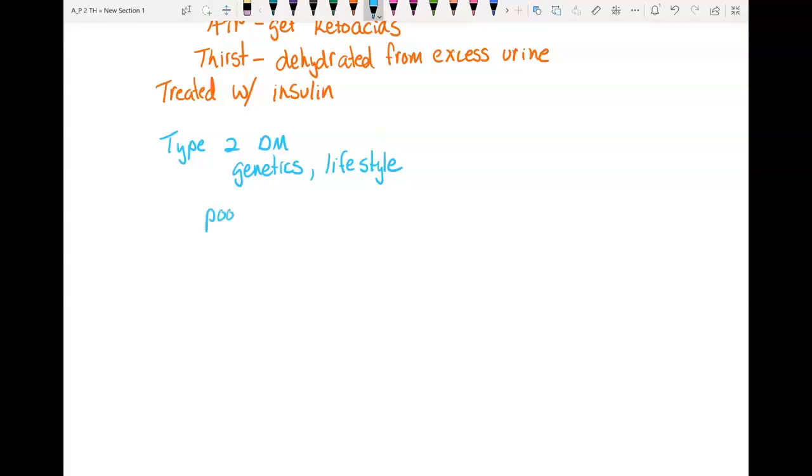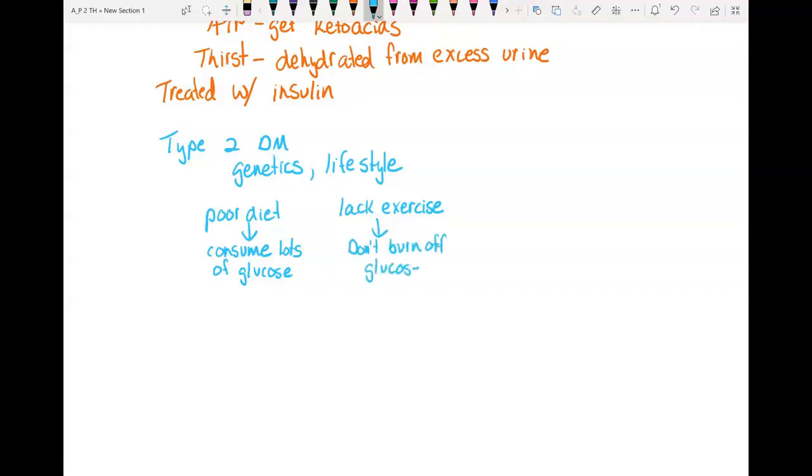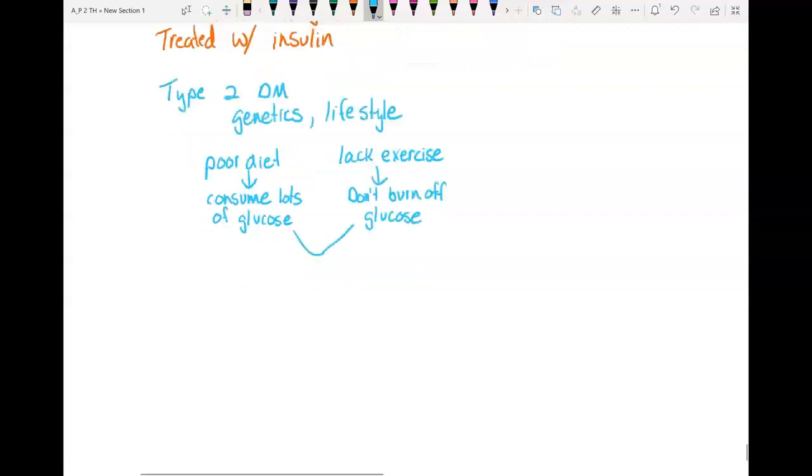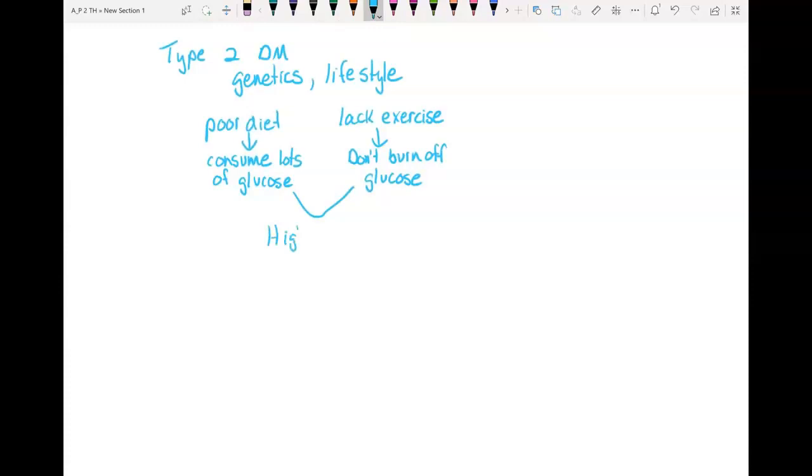If you have poor diet so that you consume lots of sugar or any kind of carbohydrate, because remember, it all gets converted to glucose. So you consume lots of glucose. And you lack exercise. If you exercise, you burn off that glucose. But if you're not exercising, you're not burning it off. So these two factors will combine to give you high blood glucose.